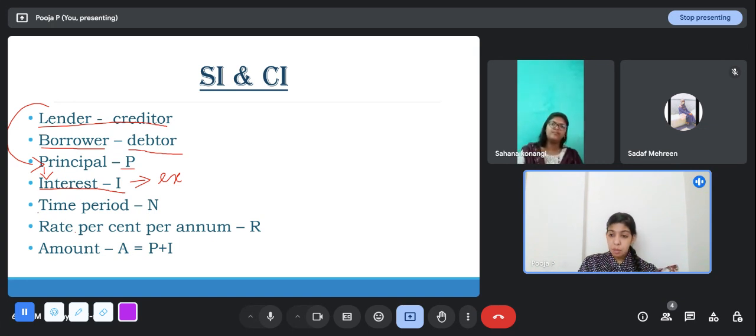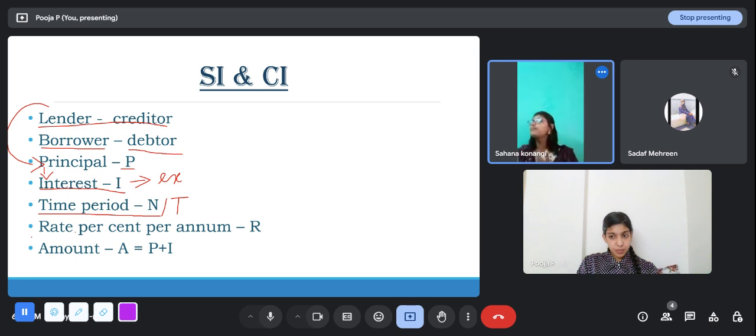The next is time period, for how long you want to take this principal or borrowed amount. That is called the time period, denoted by N. In certain places it is denoted by T as well. The confusion with T is that you will not know sometimes if it is the total or the time period. So to avoid that, a lot of places use N.